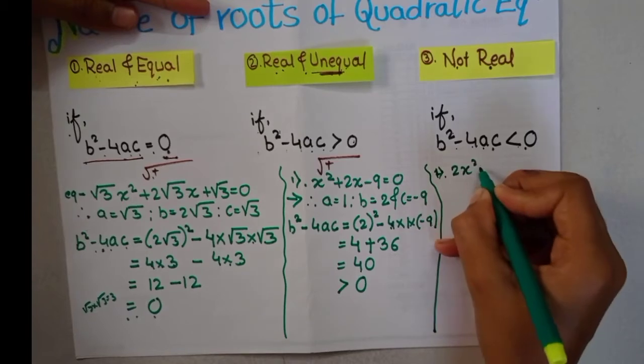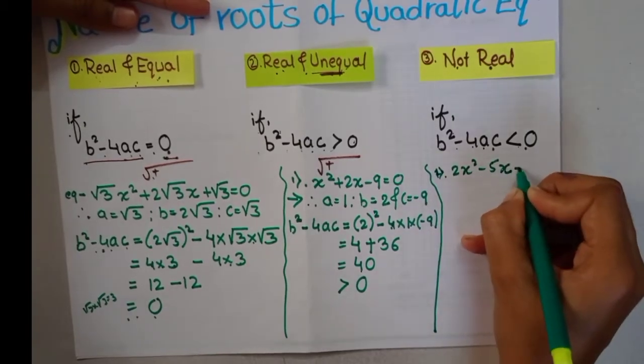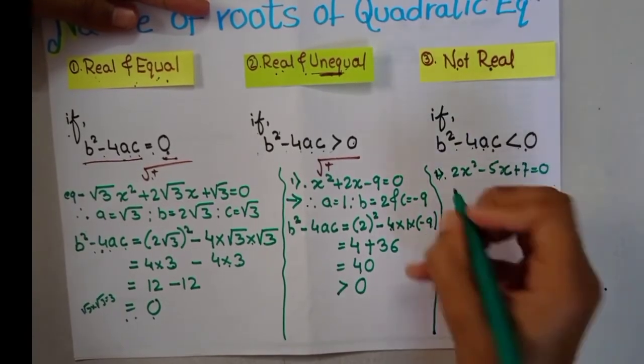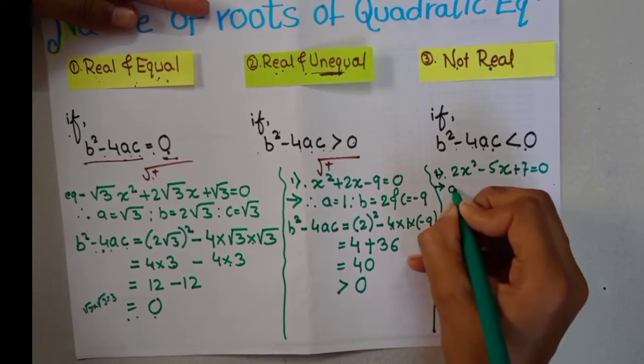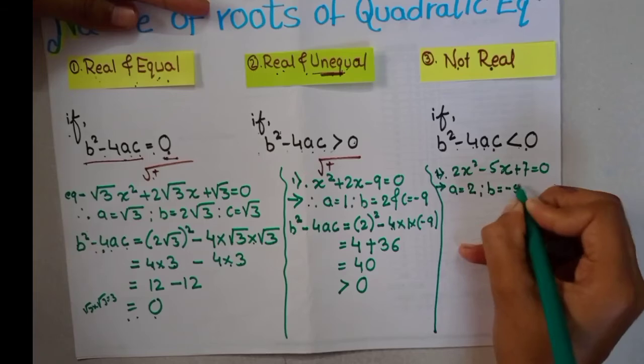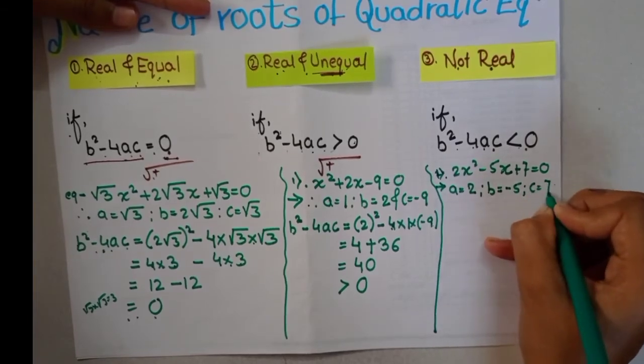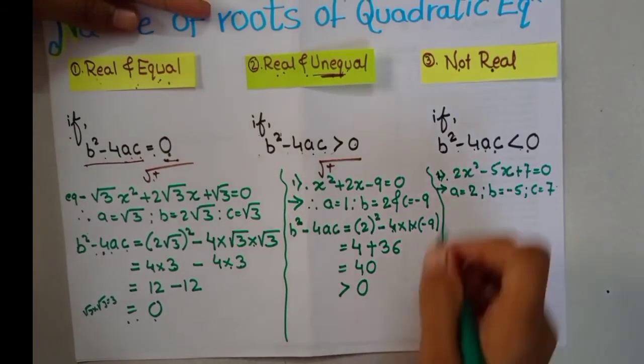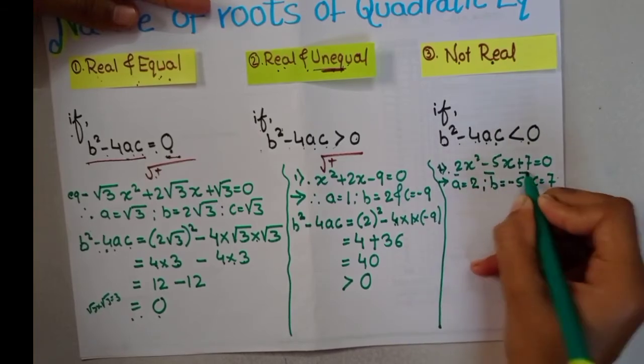2x square minus 5x plus 7 is equal to 0. Here a is equal to 2, b is equal to minus 5, c is equal to 7. You see the a, b and c.